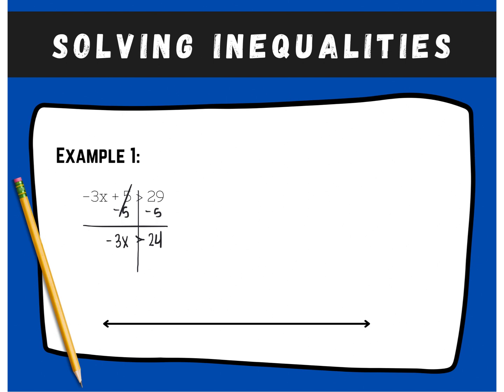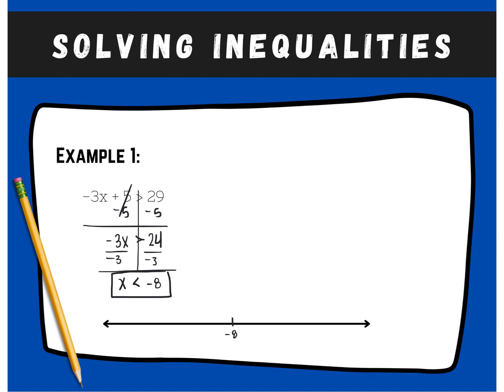But why this information matters is now I have to divide by a negative 3. And as we just learned, inequalities are highly affected by multiplying and dividing by negatives. So instead of getting x is greater than negative 8, we actually have to flip our sign when we divide by a negative to get to the correct answer. So x is less than negative 8.